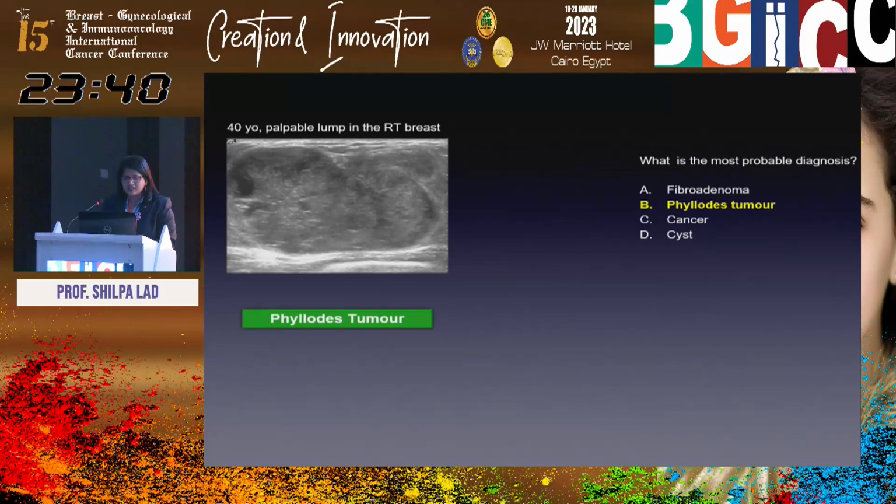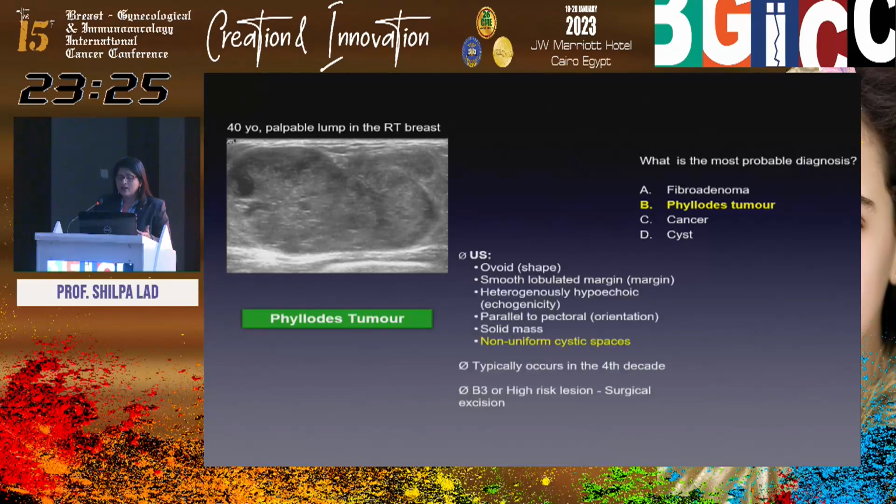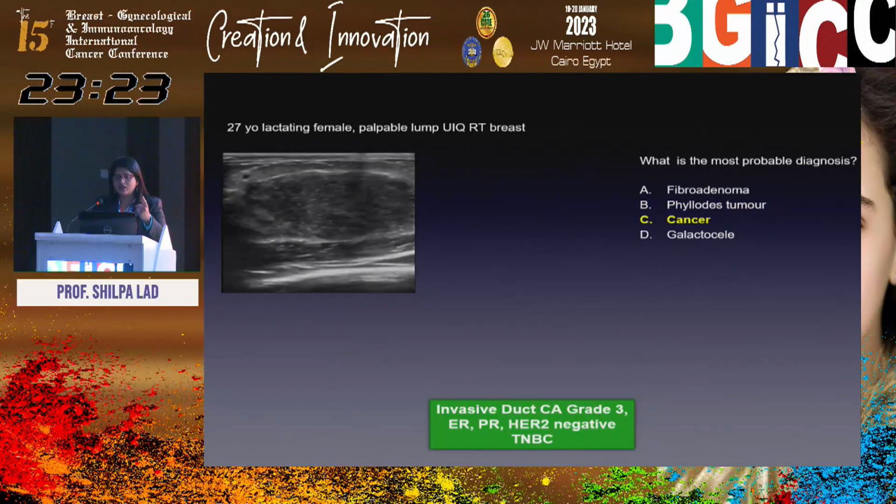A woman in her 40s, palpable lump in the right breast, ovoid, gentle lobulations, uniformly hypoechoic with some non-uniform cystic spaces. Then we worry about a phyllodes tumor. It could be benign, it could be malignant, okay? Nonetheless, this is not that worrisome.